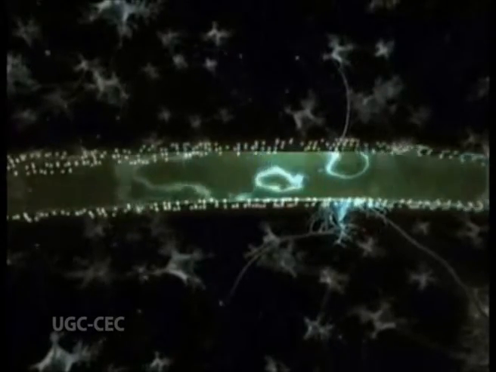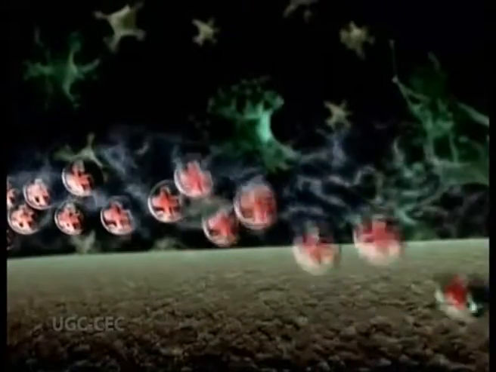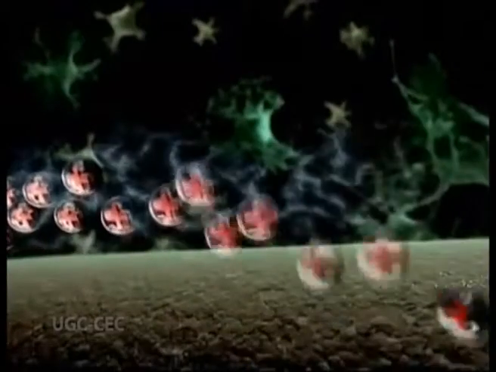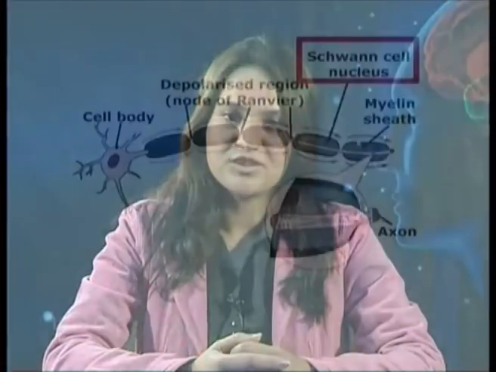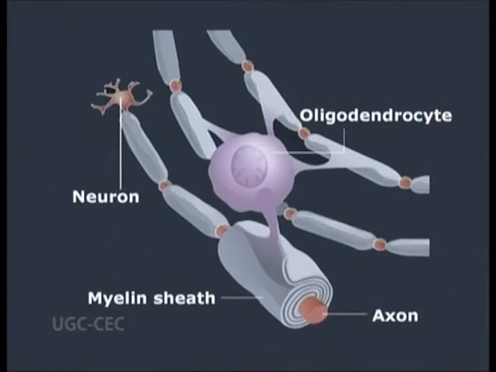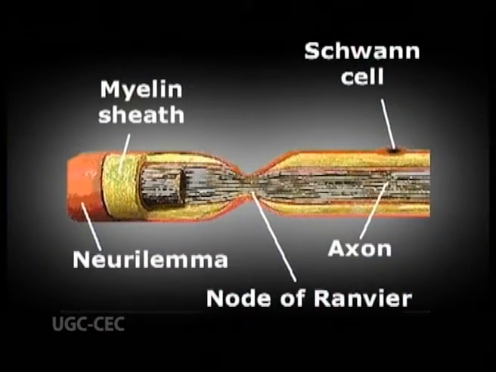The concentration of voltage-dependent sodium channels in the axon membrane at the node, and the high electrical resistance of the multilayered myelin sheath, ensure that action potentials jump from node to node, a process termed saltatory conduction. Schwann cells or oligodendrocytes are located at regular intervals along the process, and so a section of myelinated axon would look like this.